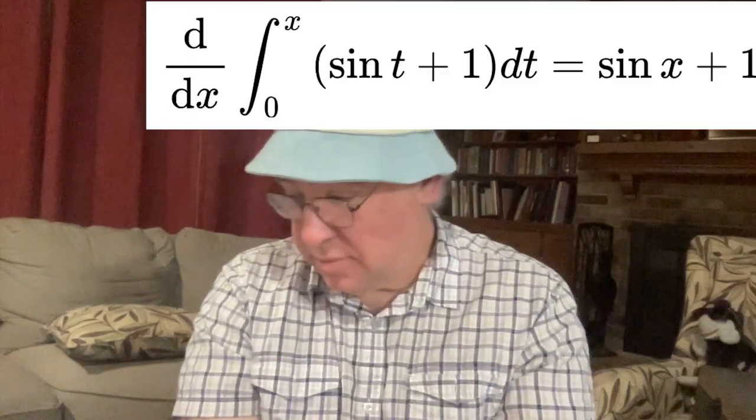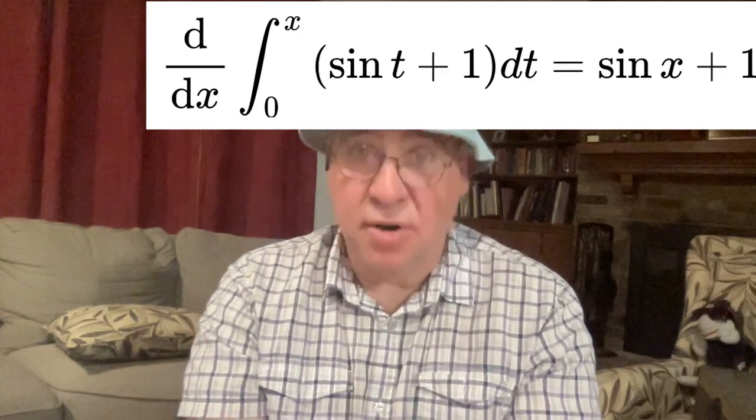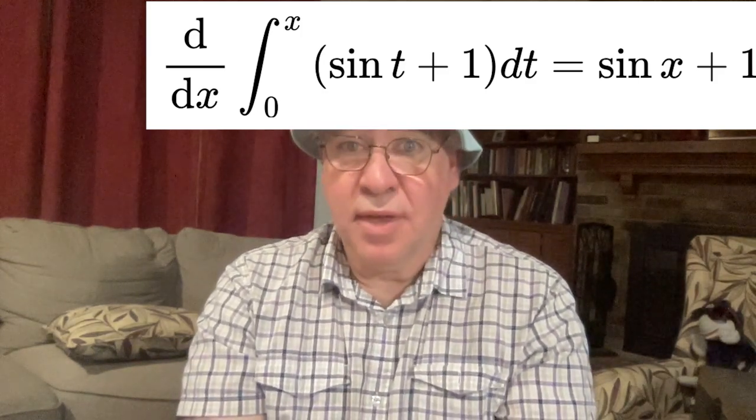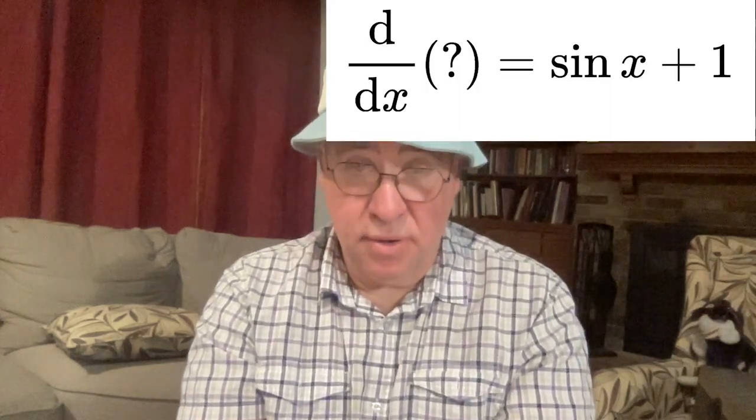Okay, so here's how we're going to do it. I'm going to find the integral from 0 to x of sine of t plus 1, and then I'm just going to let x equal 5, and that's going to give me my area. The derivative of what I want is going to be sine of x plus 1. That's the Fundamental Theorem of Calculus. So I need to figure out a function whose derivative is sine of x plus 1.